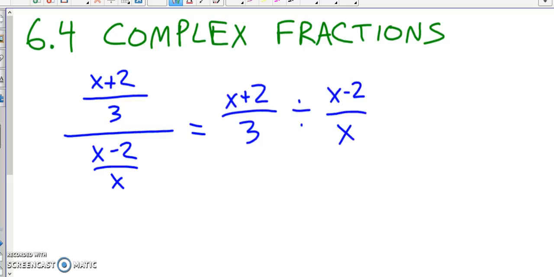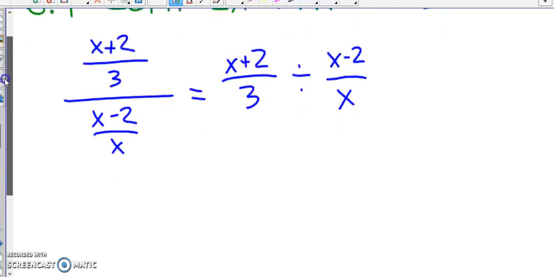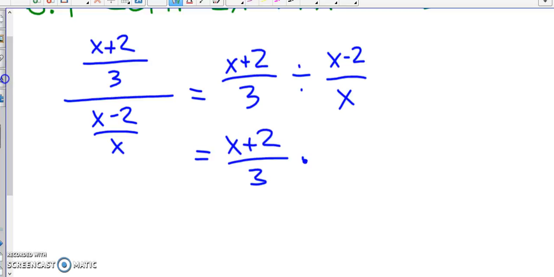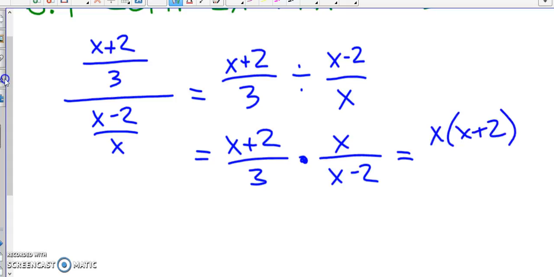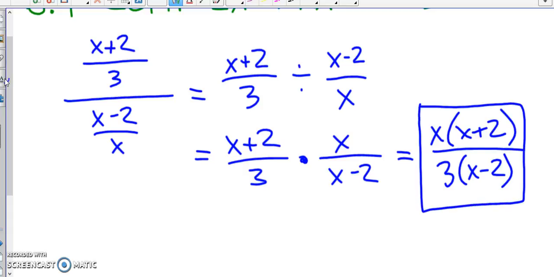And if you recall from 6.2, we know that that is equal to x plus 2 over 3. We keep it, change it, and flip it, so that changes to times. This one flips over. And lo and behold, when we multiply this out, there's nothing to cancel out. And so we have x times x plus 2 over 3 times x minus 2. That would be your answer because nothing else simplifies. So really, this is just like division, it just looks big and scary.